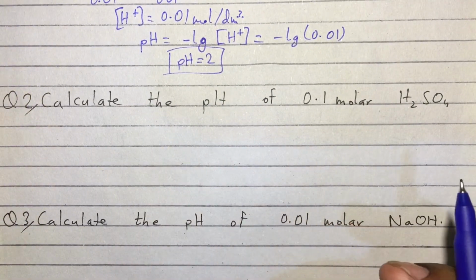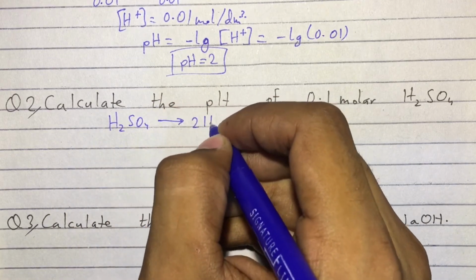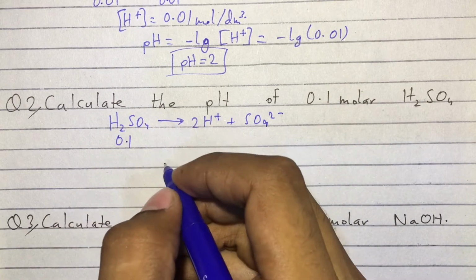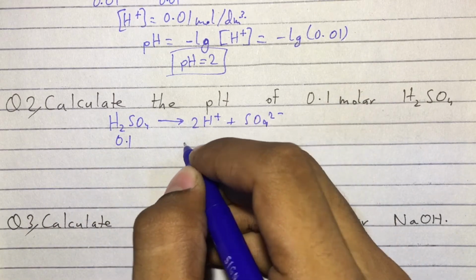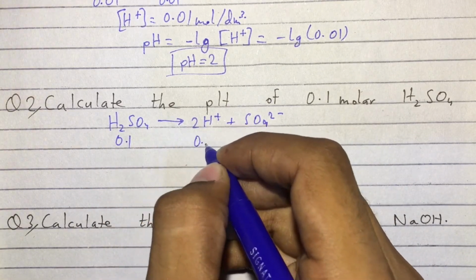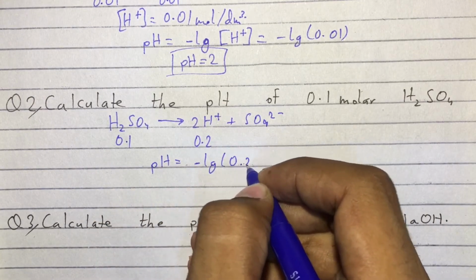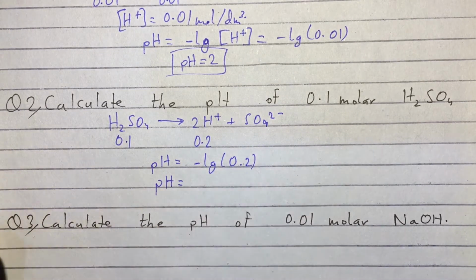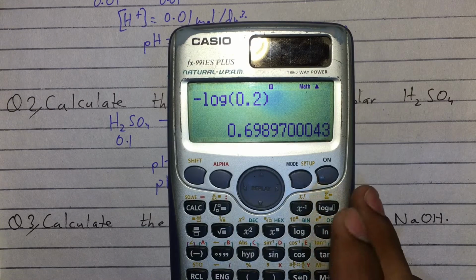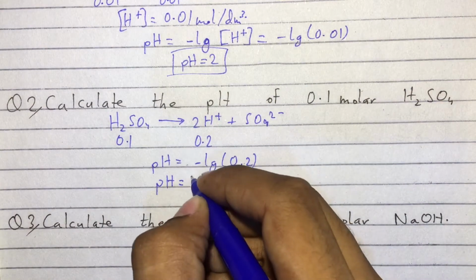Calculate the pH of 0.1 molar H2SO4. These are very basic questions. H2SO4 dissociates into 2H plus and SO4 2 negative. If the concentration of H2SO4 is 0.1 molar, the concentration of H plus will be twice that because the ratio is 1:2. This will be 0.2. So pH is equal to negative log 0.2, which is 0.6989, approximately 0.7.